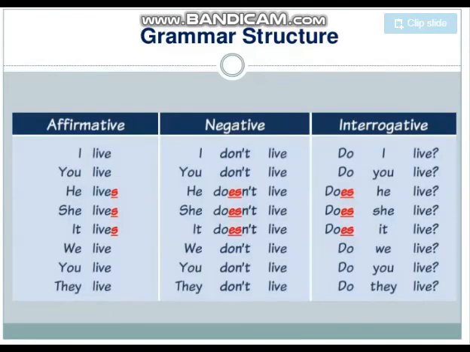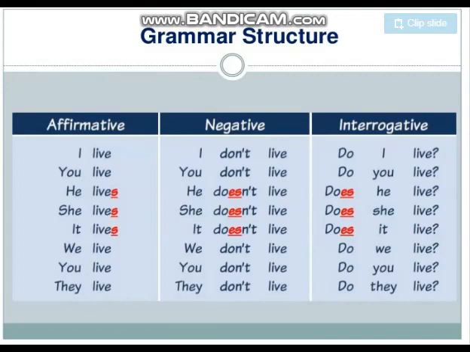Here we have some examples of affirmative, negative and interrogative sentences. I live, I don't live, do I live. You live, you don't live, do you live. He lives, he does not live, does he live? So here you can see with he, she, it we have added s to it, and in negative and interrogative the helping verb is does. She lives, she doesn't live, does she live? It lives, it doesn't live.